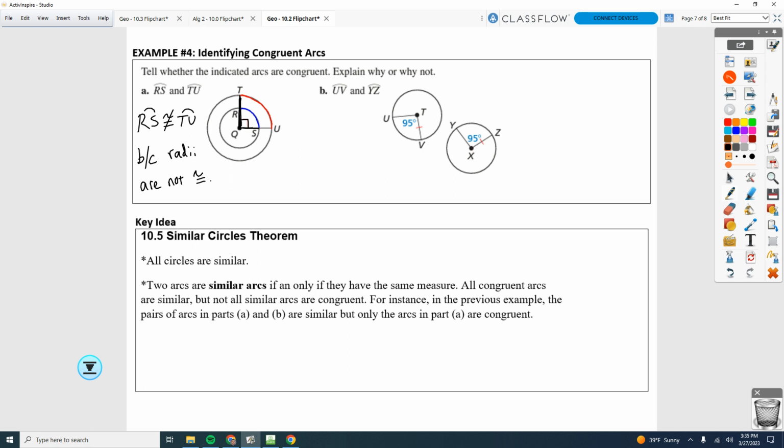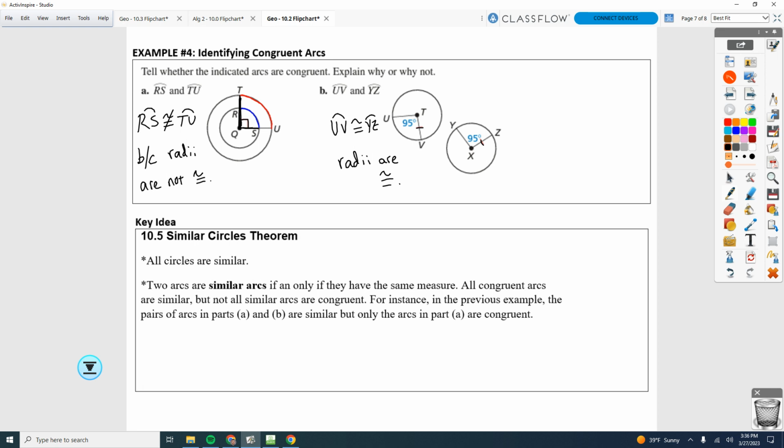This one though, UV and YZ, these have the same radius and the same central angle. So UV is congruent to YZ, and the reason is because the radii are congruent.